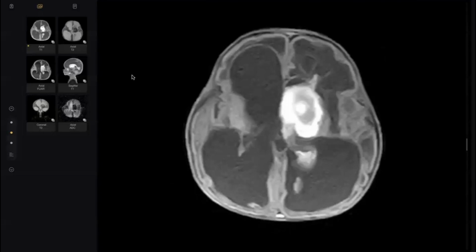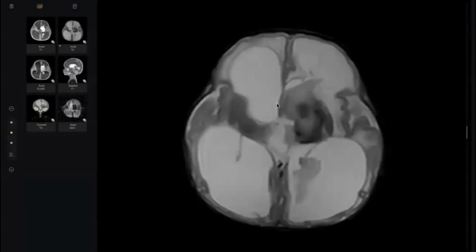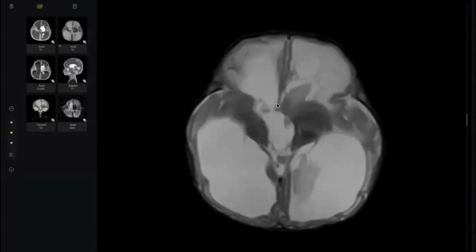My diagnosis would be, I would want to see the post-contrast images to see whether it is enhancing or not. No post-contrast. This is T2 only. Okay, it is hypointense in T2.